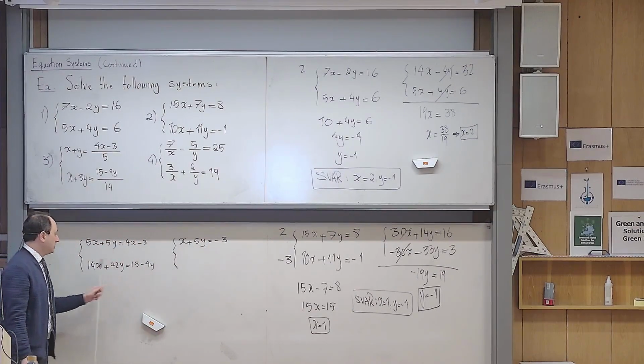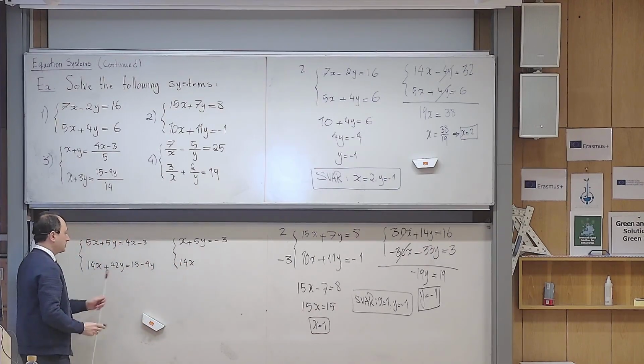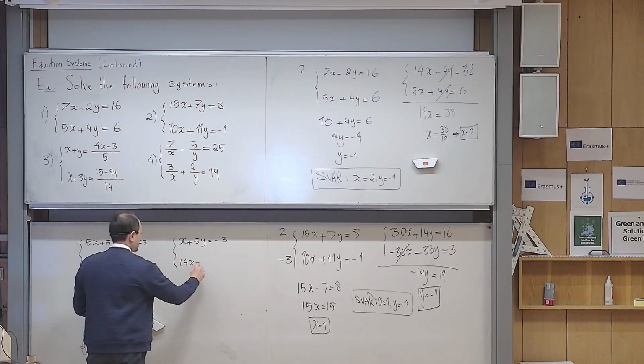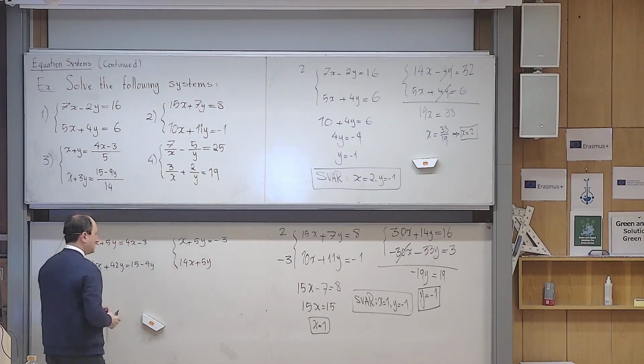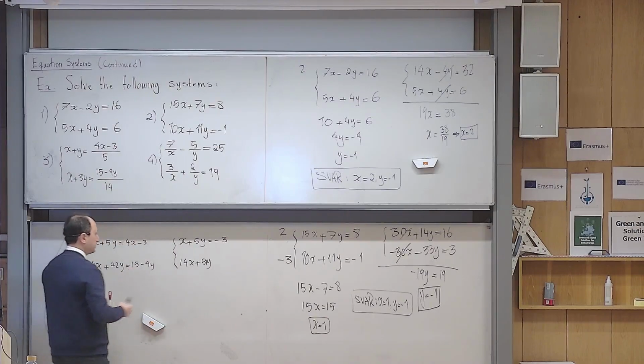The same idea here. 14x is already there. I move minus 9y to the other side. What will be the answer? It becomes positive 9y. I have 42 y's here. 51y. Oh, sorry, 51y. And then 15 is left there.